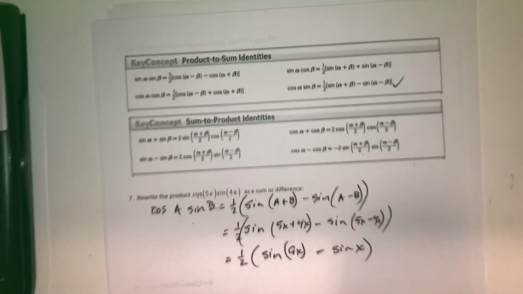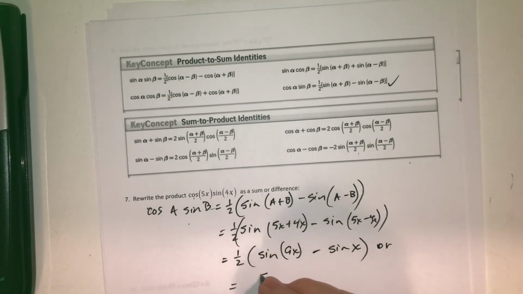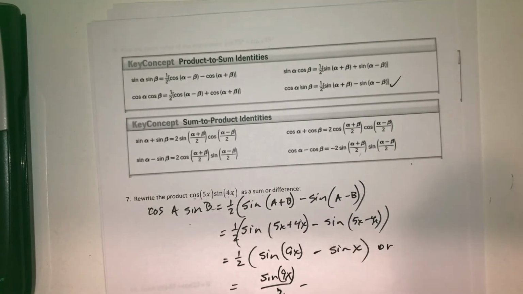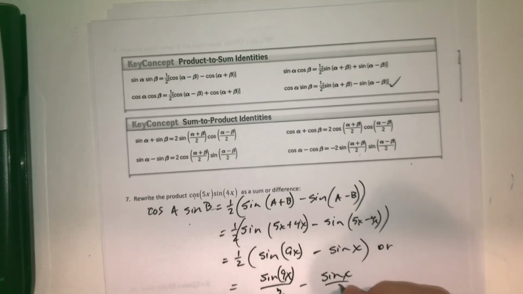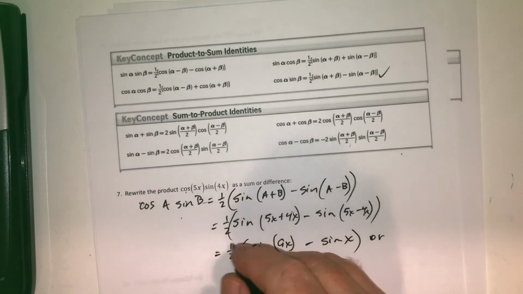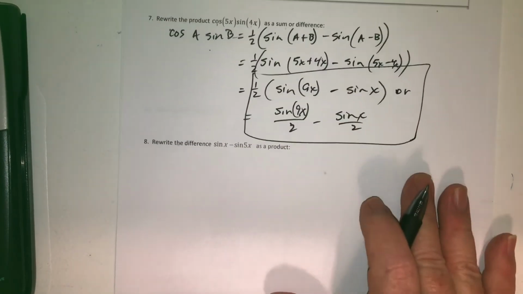Now, you can distribute if you want. All right, let's do that. You can rewrite that as the sine of 9x divided by 2 minus the sine of x divided by 2, or you could leave it like it is above. Either way, it's going to be fine. Either one of these would be okay. All right, let's move on to number 8.